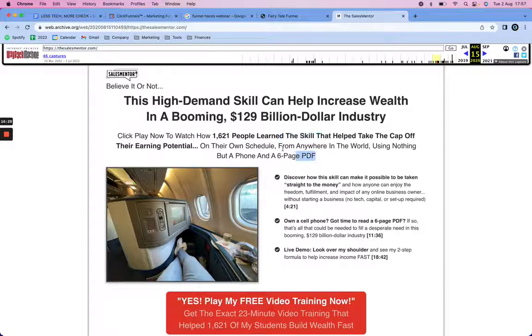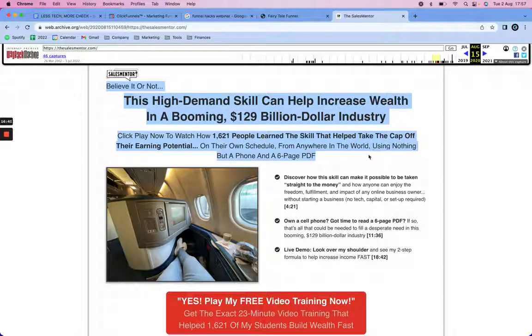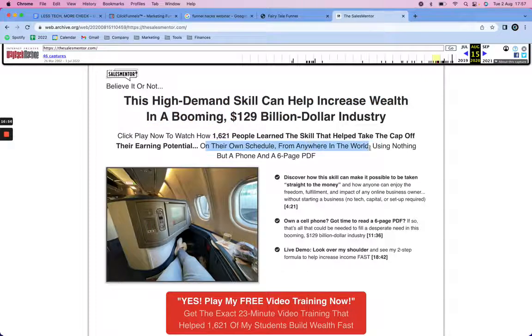So if you don't know who these people are and what they teach, they kind of tell you in the branding, the sales mentor, but they don't specifically tell you what they're teaching. And they have obviously done that on purpose, because they don't want to teach you, they want to pique your curiosity. They're very benefit driven in their headline, telling you all the benefits of what this can help you achieve. They're making it sound very easy. All you need is a phone and a PDF.